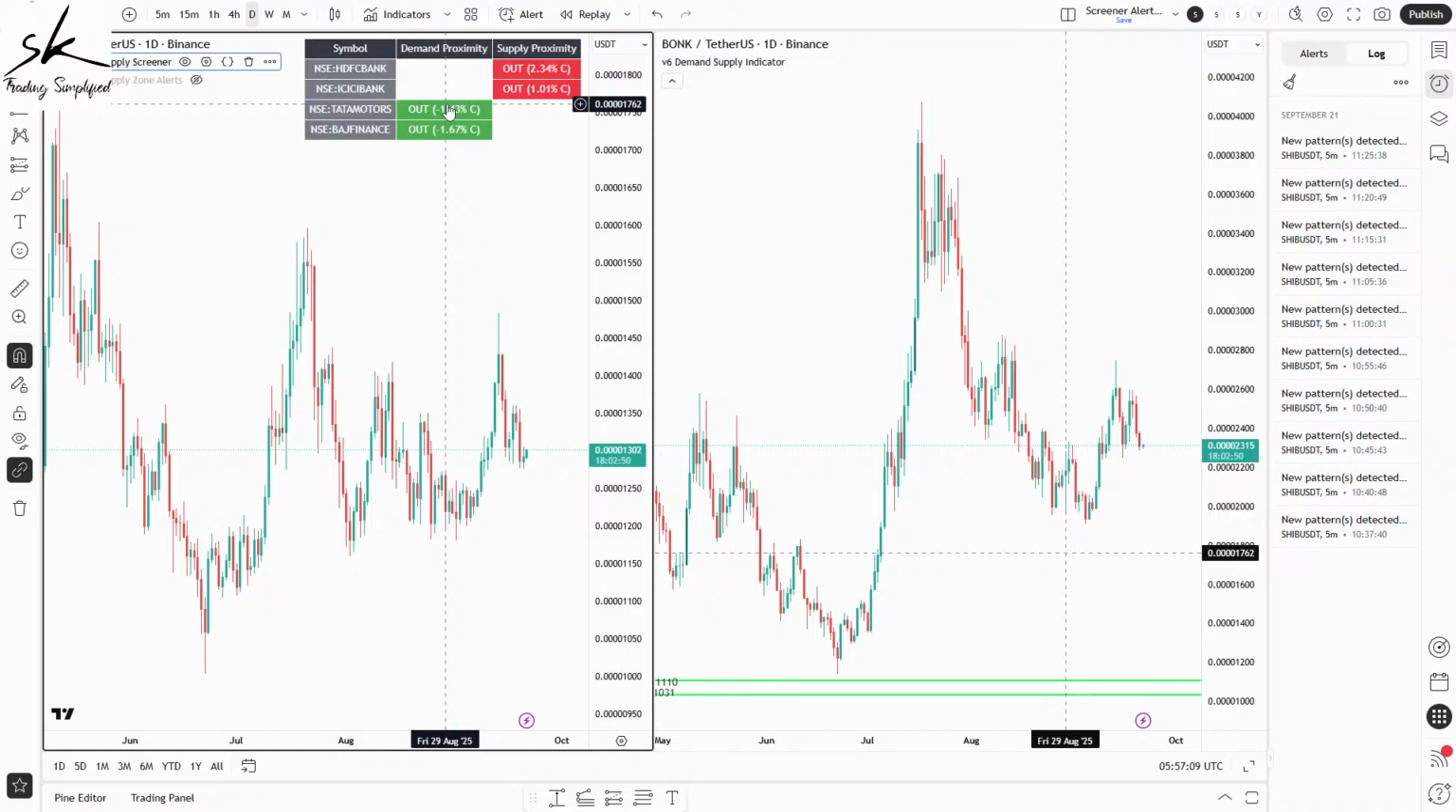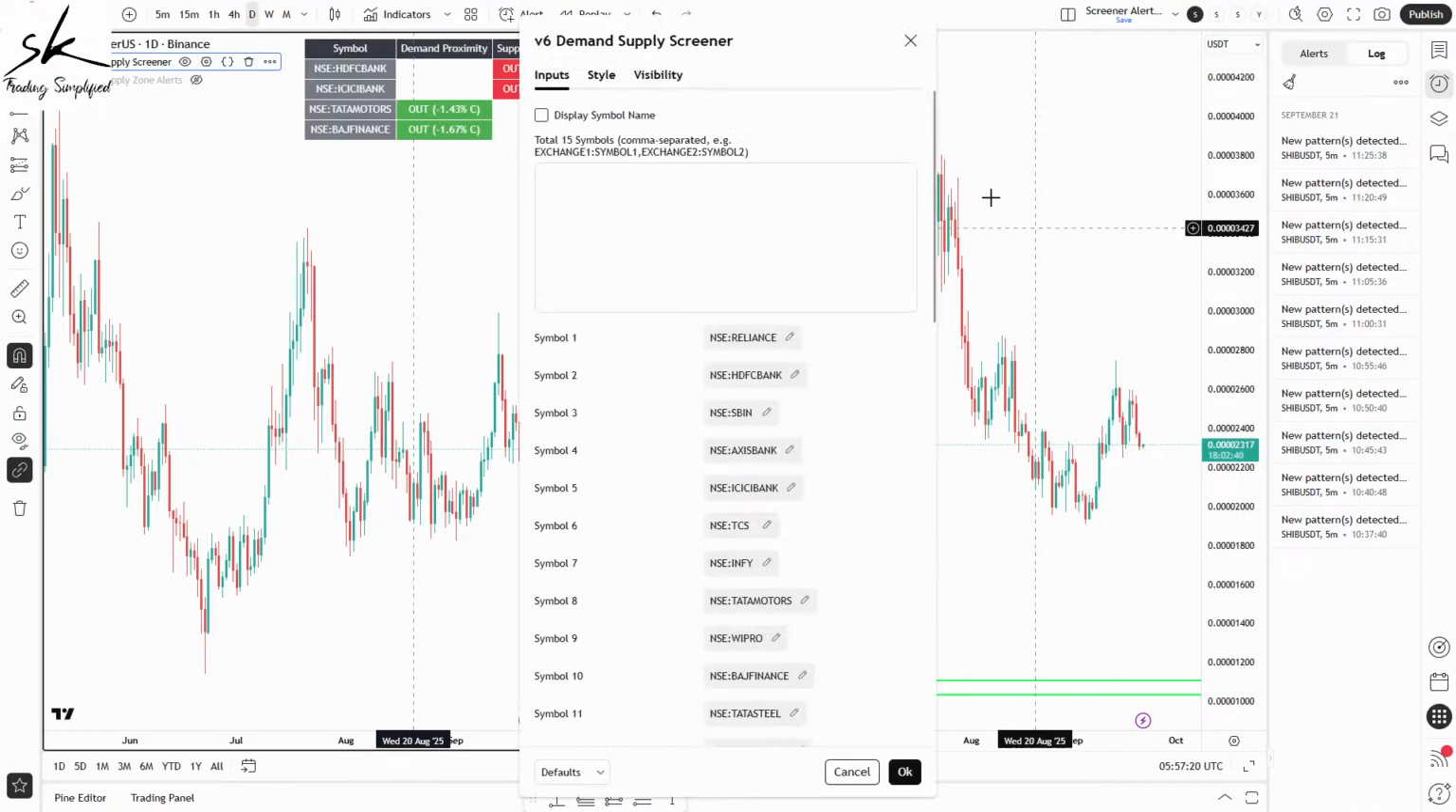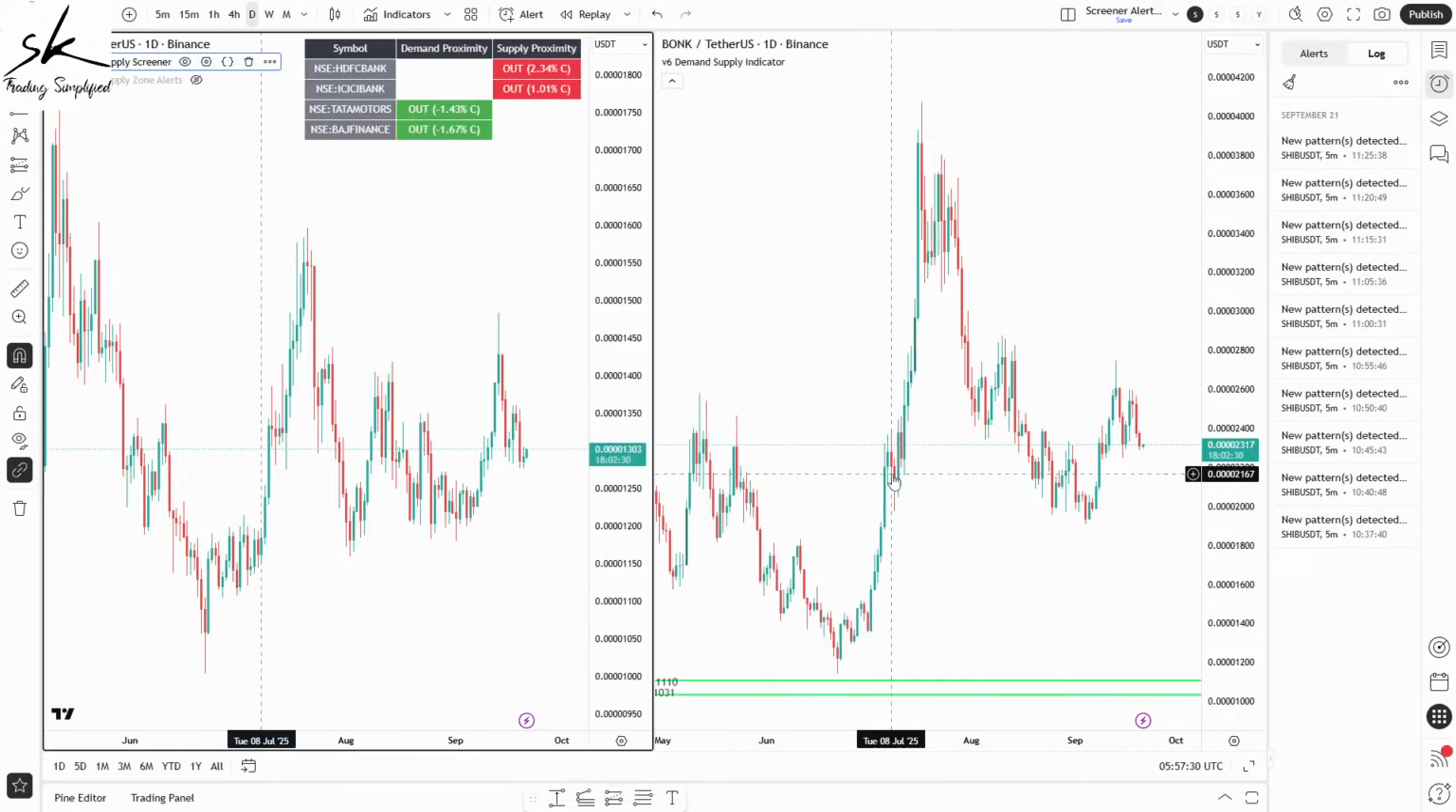So similarly, you can give in 50 symbols, 100 symbols, 200 symbols. Again, it will depend upon your subscription level with TradingView. But even if you have a free account, what you can do is input your list here as a CSV. So you can give the first 15. Once you have the result for it, give the next 15. Once you have the result for it, give it the next 15. So that is how you can quickly scan.